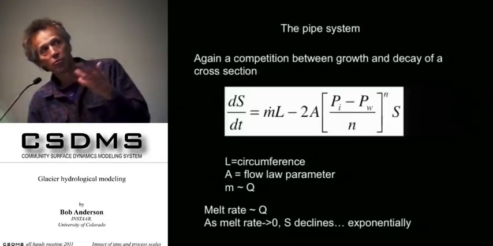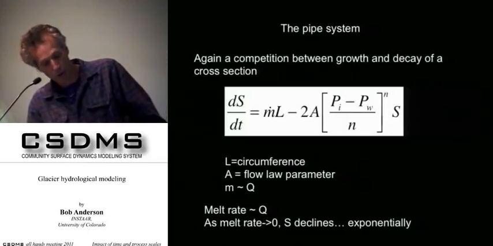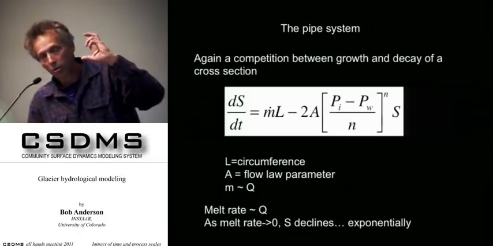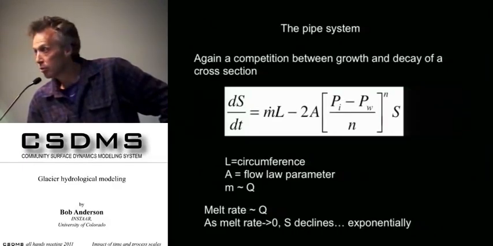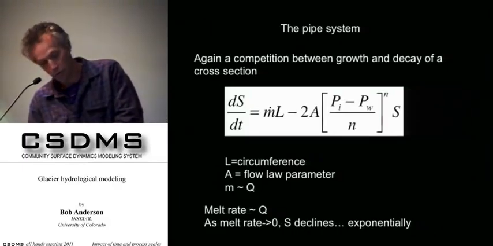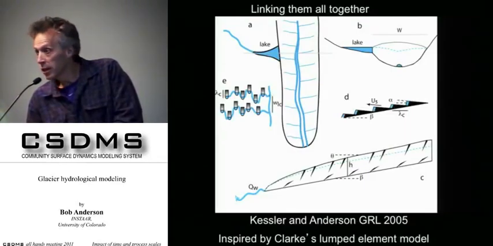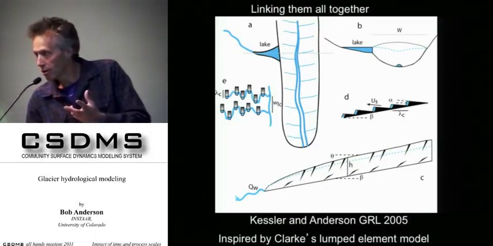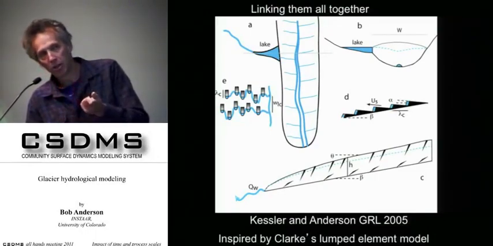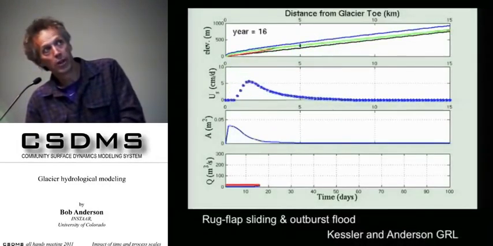The conduits have the same physics, effectively. The rate of change of the cross-sectional area of the conduit goes as the melt rate, and here it's driven by the water translating through the conduit, and then again, the same physics behind the creep closure of the conduit. So one can link all of these elements together. Mark Kessler and I did this a few years ago, linking an algorithm for cavities which are linked to a conduit, which starts at essentially a minimal conduit at the beginning of the season. And I'm simply going to show you the animation of that.